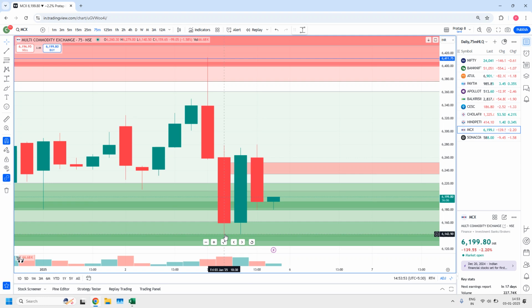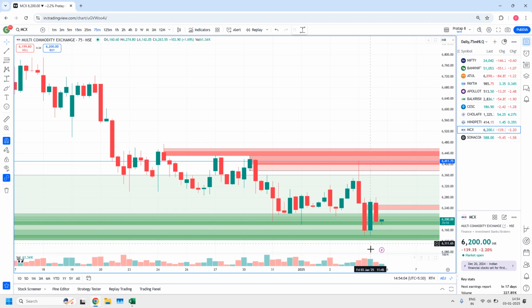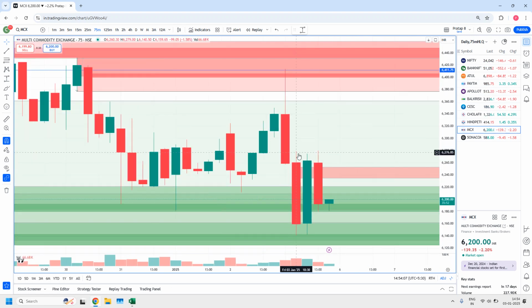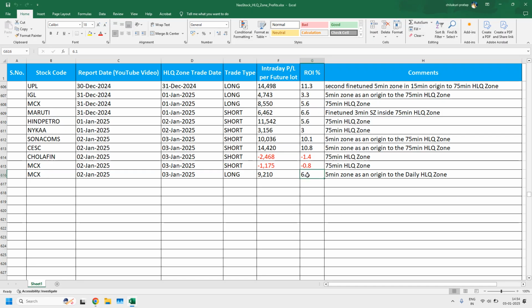If you are not aware of this lesson 22 concept, lower time frame zone as an origin to the higher time frame, definitely you don't dare to take the trade. You may feel this zone will be violated and prices will go further. But does it happen? No. This zone again pushed the prices sharply. Within 19 minutes, it reached the target. In 19 minutes, it gave you 6.1% ROI as per one futures margin cost.